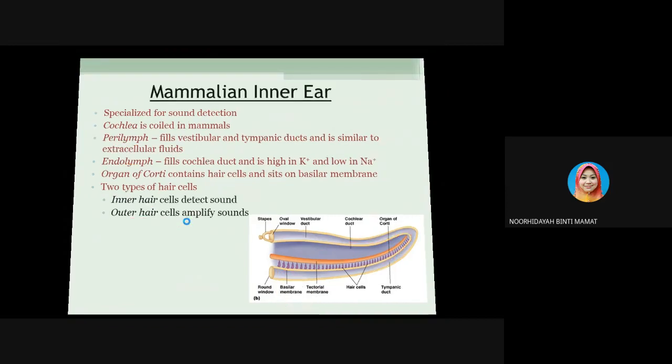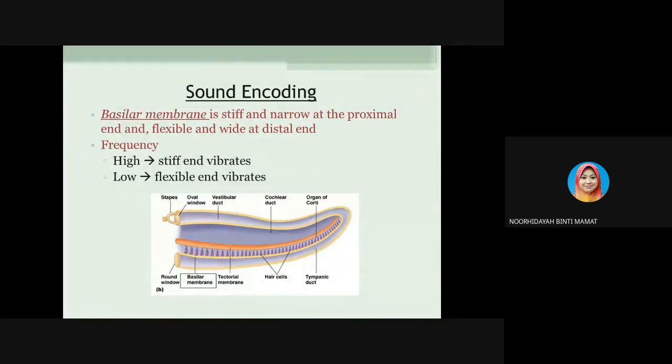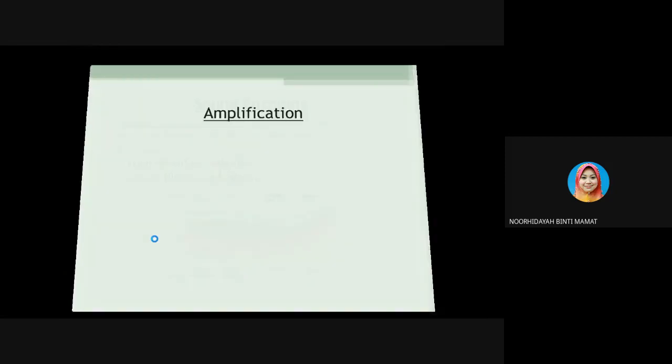So the basilar membrane here is stiff and narrow at the proximal end, and also flexible and wide at the distal end. So regarding frequency, if they receive a high frequency, the stiff end will vibrate. While if they receive a low frequency, the flexible end will vibrate. So this is the sound encoding in the basilar membrane.